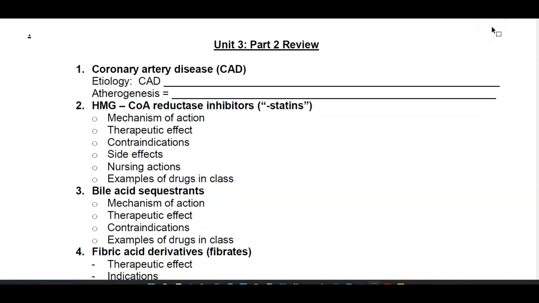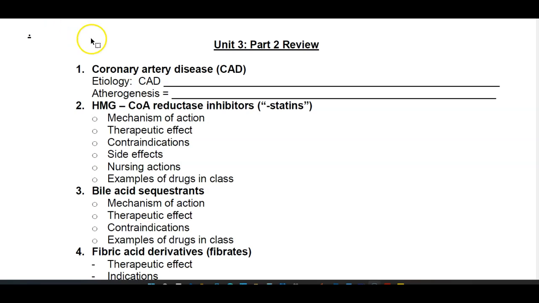So, HMG-CoA reductase inhibitors, or statins, this is a pharmacological class of medications used to treat cholesterol. HMG-CoA basically stands for hydroxymethylglutaryl coenzyme A reductase inhibitor.